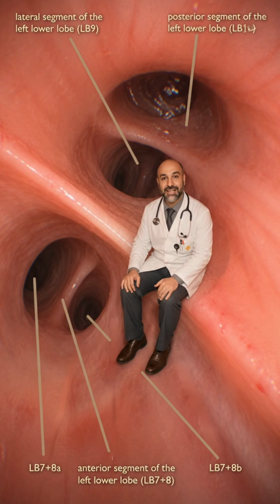Now we are entering the left lower lobe. From this bronchoscopic view, we can identify the basal bronchial tree and the segmental orifices leading to the lower lobe segments. Here we identify the basal bronchus of the left lower lobe, with visualization of the LB7 plus LB8 segmental orifice. Further examination reveals the lateral basal segment LB9 and the posterior basal segment LB10 of the left lower lobe.